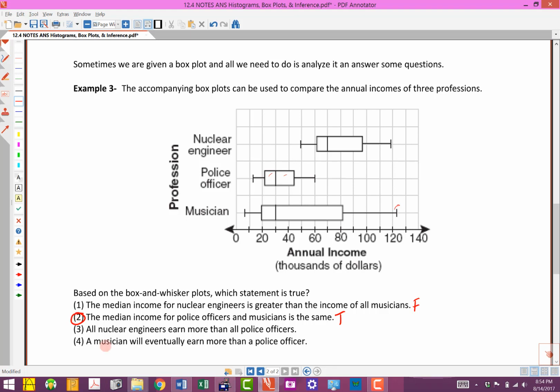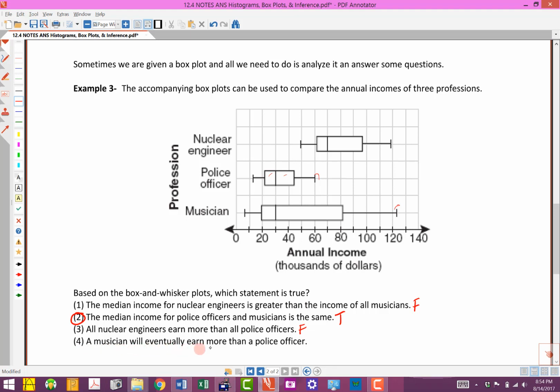They better be false. All nuclear engineers earn more than all police officers. All nuclear engineers, all of these, earn more than all of those. And the answer to that is no, because we've got this little bit of overlap. We've got these lower paid, maybe entry-level nuclear engineers that don't make quite as much as veteran police officers who've been on the force for a long time. So that one's false also.